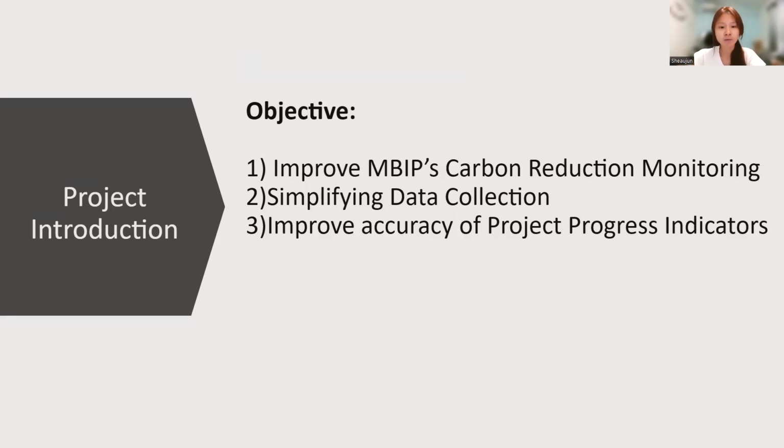Hence, our group has created a system called Enhanced Sustainability Management System to help MBIP solve the problem by creating a user-friendly interface to improve MBIP carbon reduction monitoring and simplify the data collection process. Besides, our system implements automatic data analysis and calculation techniques to improve the accuracy of the project progress indicator. These solutions make sure of the correctness of data entry and enhance the accuracy of data analysis and calculations.